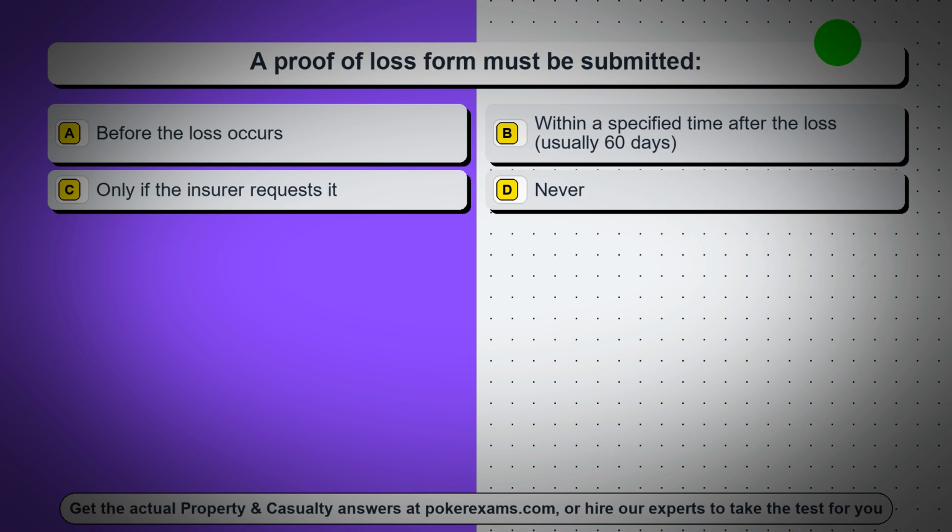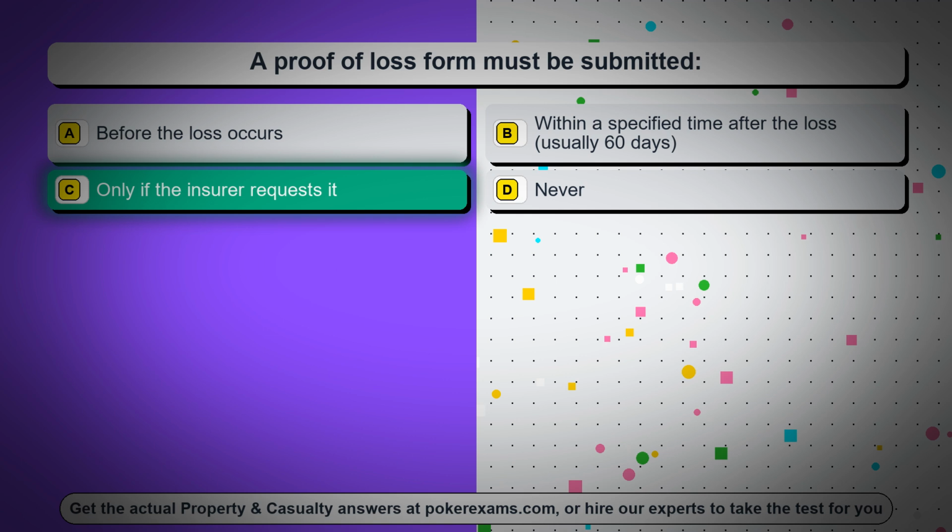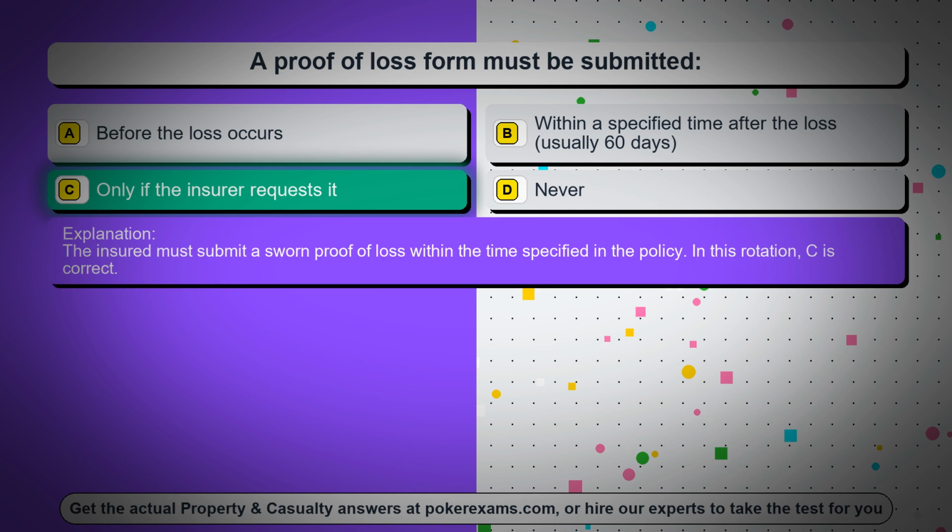Question 22. A proof of loss form must be submitted: Option A, before the loss occurs. Option B, within a specified time after the loss, usually 60 days. Option C, only if the insurer requests it. Option D, never. The correct answer is option C, only if the insurer requests it. The insured must submit a sworn proof of loss within the time specified in the policy. In this rotation, C is correct.